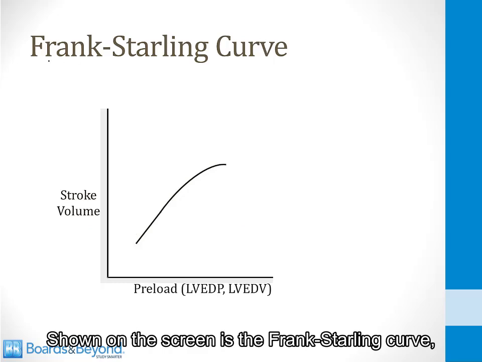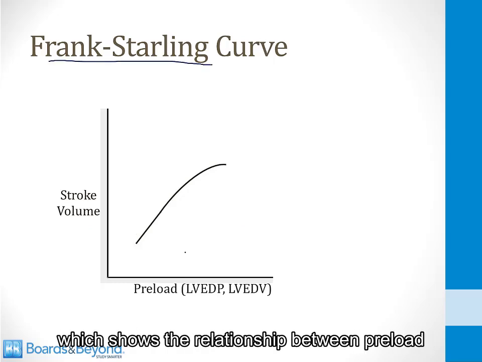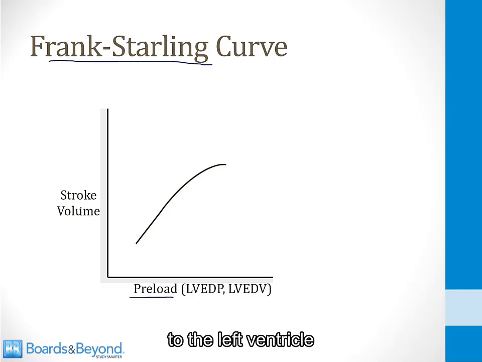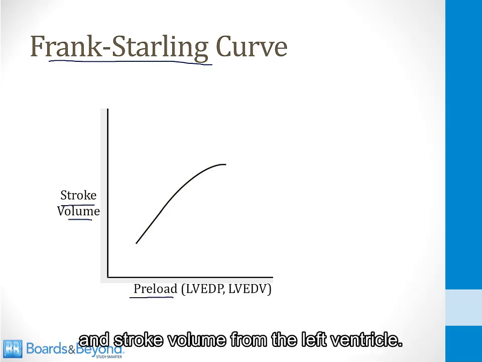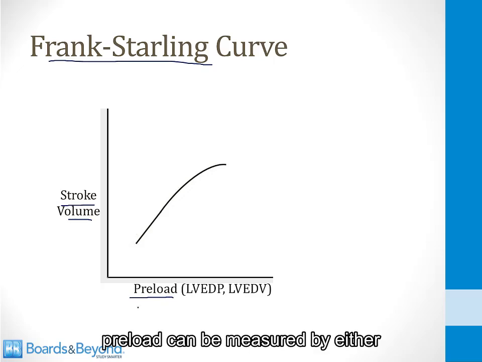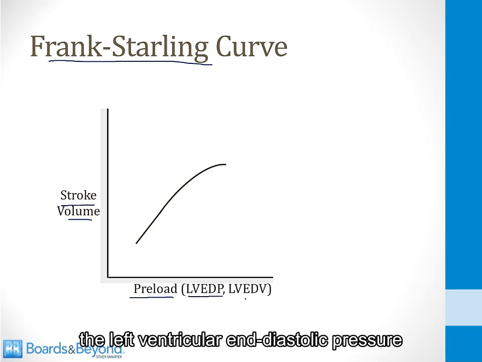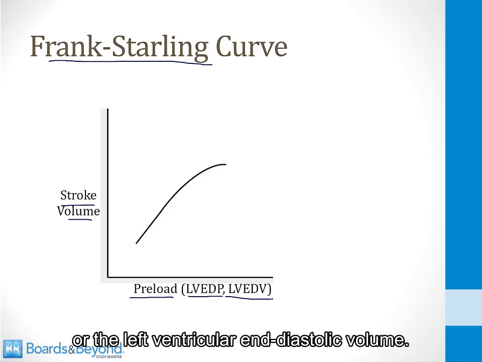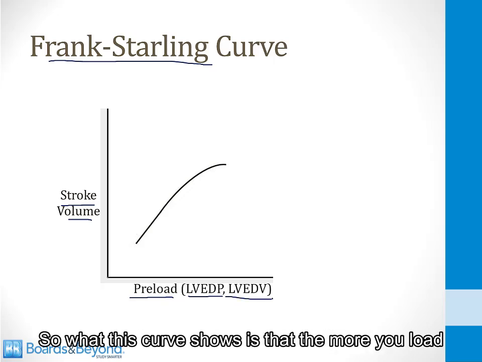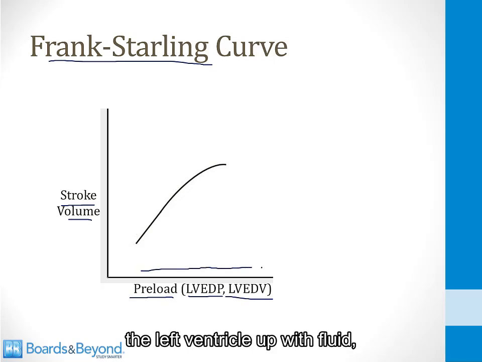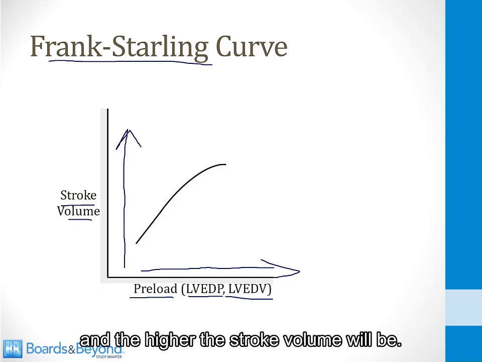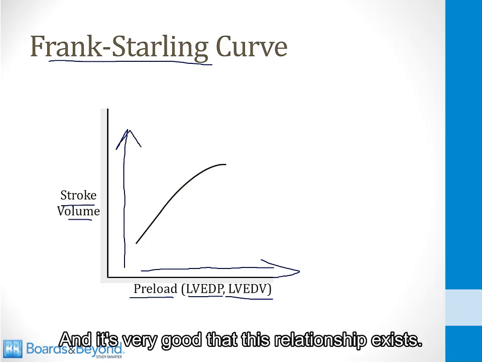Shown on the screen is the Starling curve, which shows the relationship between preload to the left ventricle and stroke volume from the left ventricle. And as you know, preload can be measured by either the left ventricular end diastolic pressure or the left ventricular end diastolic volume. So what this curve shows is that the more you load the left ventricle up with fluid, the more it will pump and the higher the stroke volume will be. And it's very good that this relationship exists.